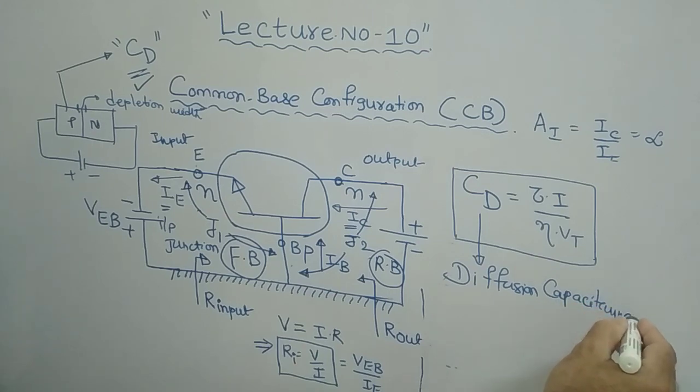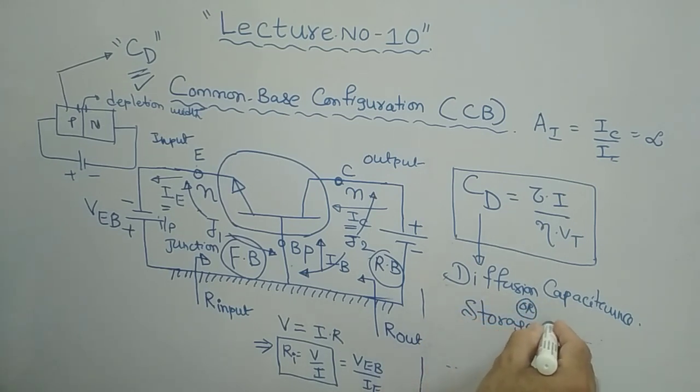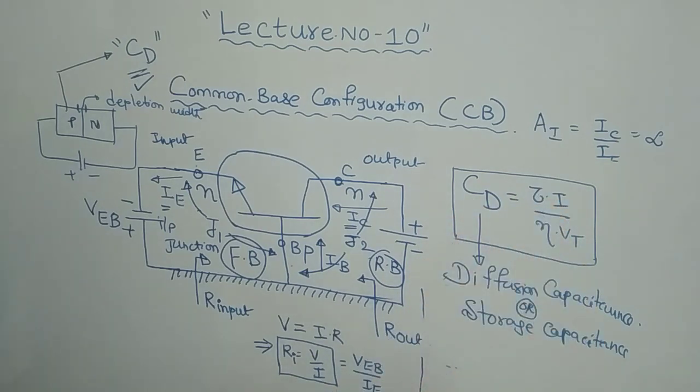Diffusion capacitance is also called storage capacitance, C suffix D. Tau is some constant, right? I is the diode current, eta is a constant of the material, maybe germanium or silicon. It varies depending on the material. And Vt is the volt equivalent of temperature.